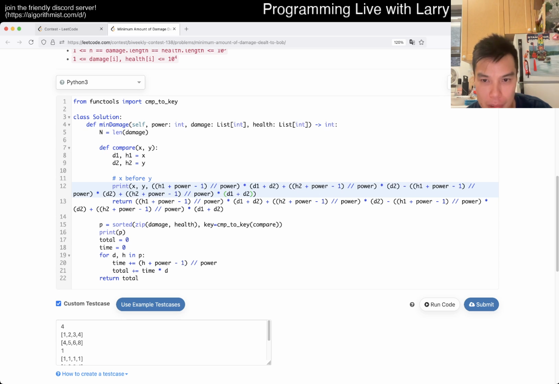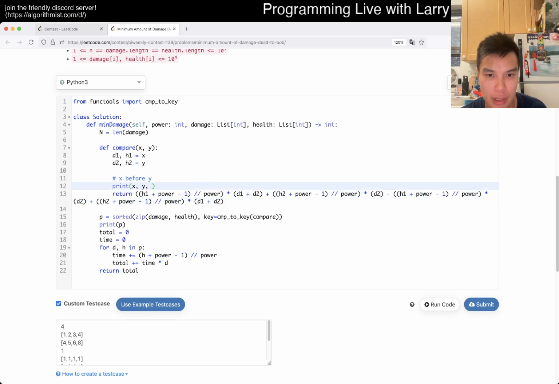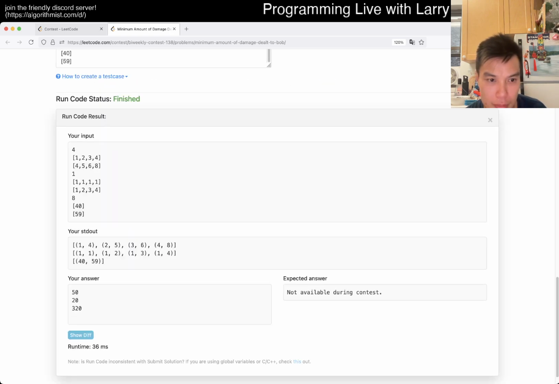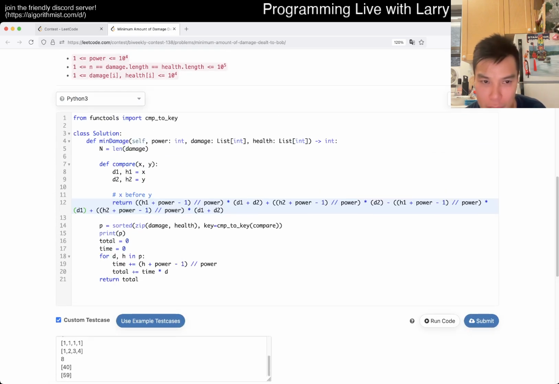This is impossible to read also. I have a typo, I think. This should be a D1. I think I did a copy and paste thing wrong. D1, D2, this is D1. Still wrong though, why?